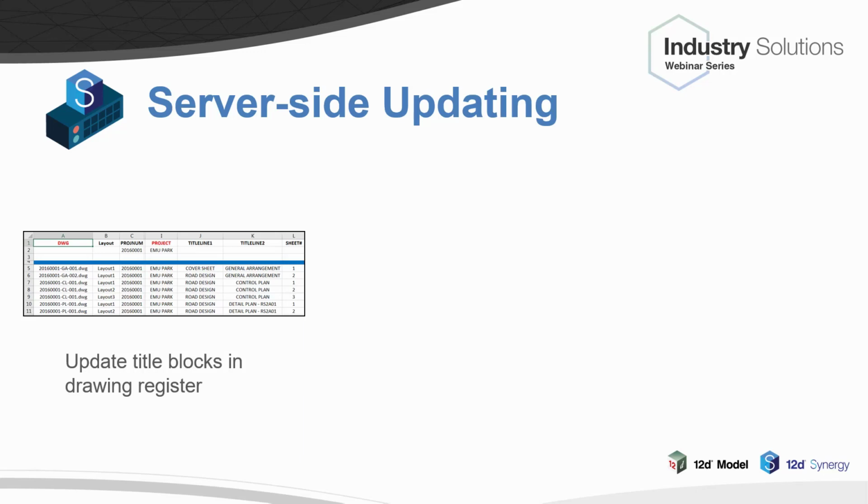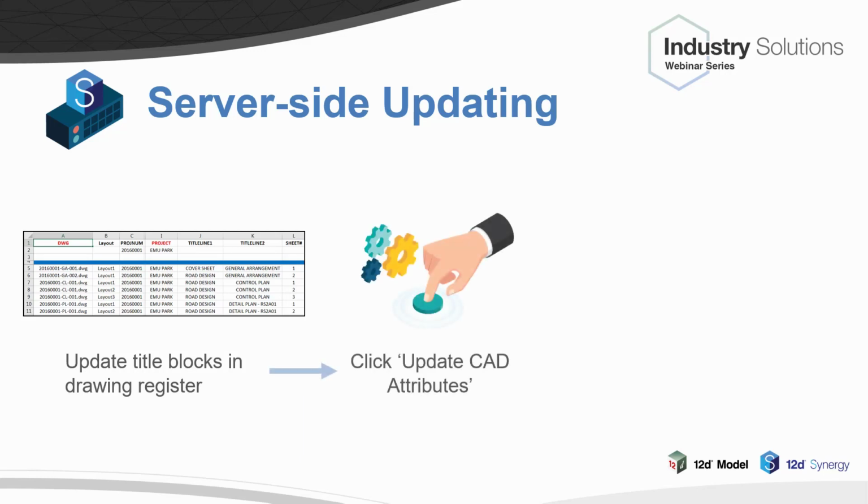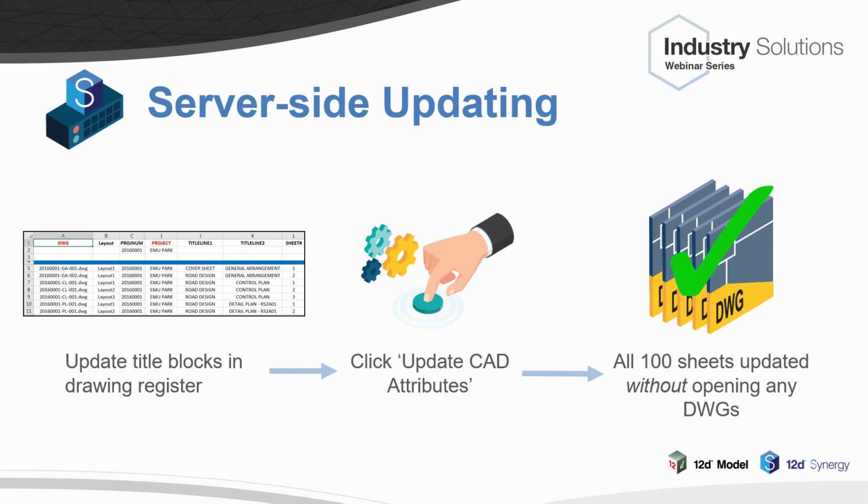If you don't already have a drawing register set up, it's not a problem because 12D Synergy can automatically interrogate and populate your drawing register from the attributes already within your DWGs. So once again, it's a simple update of the cell in Excel. Drag and drop to mass update all the other cells. Once you do that, you save and close, and then you click Update CAD Attributes in 12D Synergy. And that's it, done. All 100 sheets have been updated without opening any DWGs.